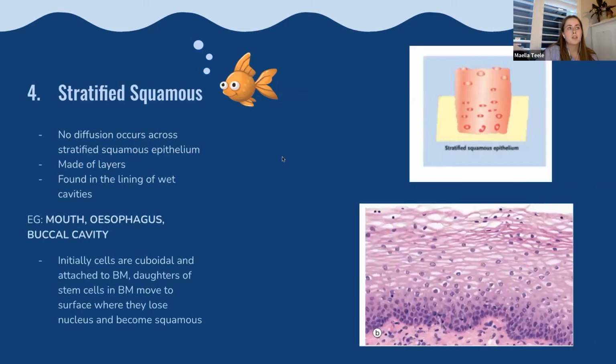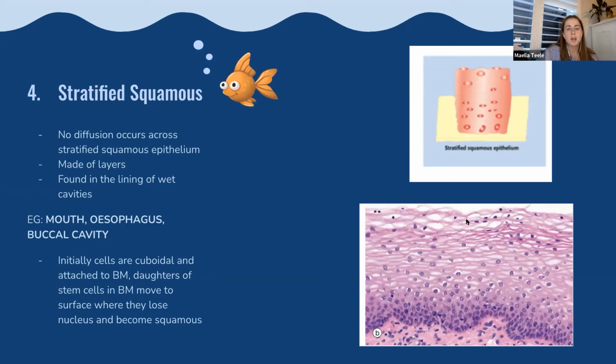Next up, we have our stratified squamous. So in a stratified squamous epithelium, as you can see, it's lots of layers of the squamous shape stacked on top of each other, and you can't really have diffusion across this epithelium because the gap junctions or any junctions are all located in different places, so it makes it very difficult for materials to diffuse across the epithelium. It's often found in the lining of wet cavities, for example, the mouth and the esophagus.